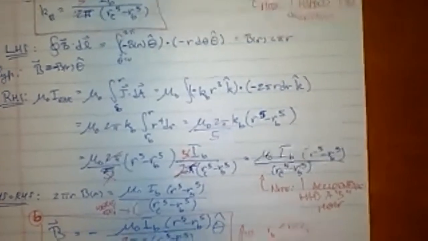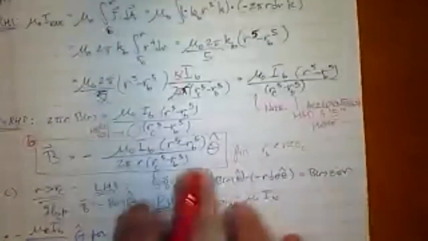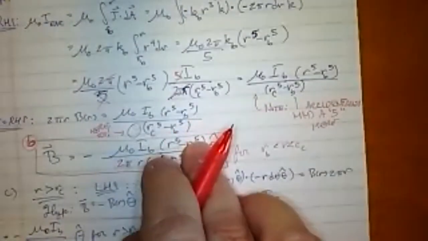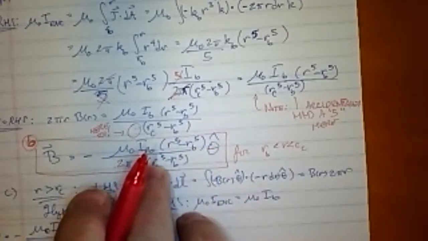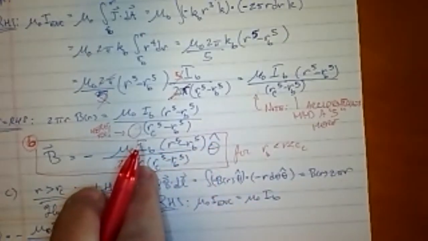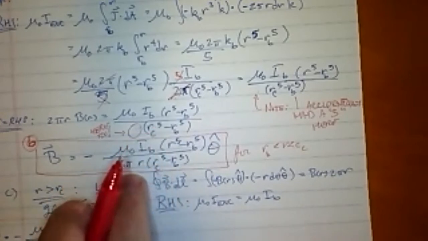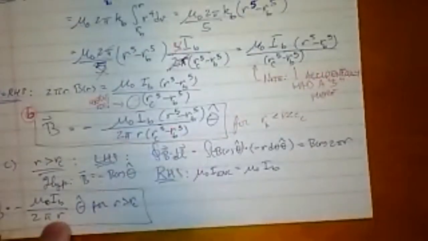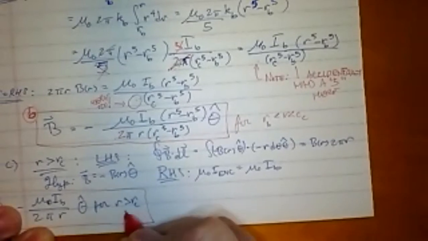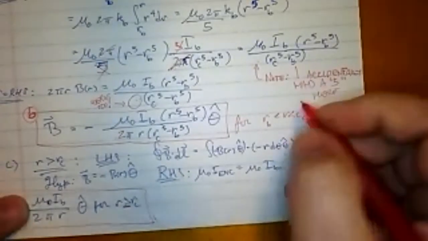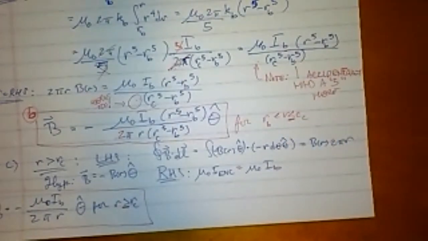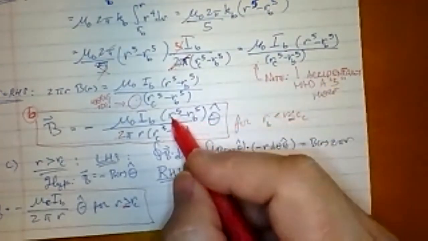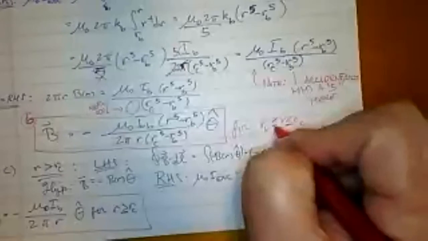Okay, so now you see when R is equal to RC, I get RC to the 5th minus RB to the 5th over RC to the 5th minus RB to the 5th. And then this becomes RC as well. So I get mu 0 I over 2 pi RC, which is exactly what this is. So now I can add this and this here. Notice also if R is equal to RB, then that becomes 0. So I can put an equals on that as well.